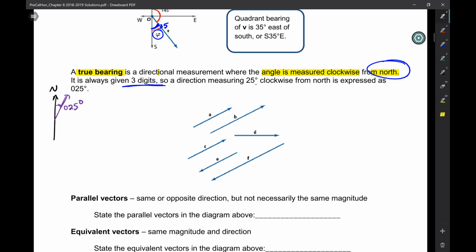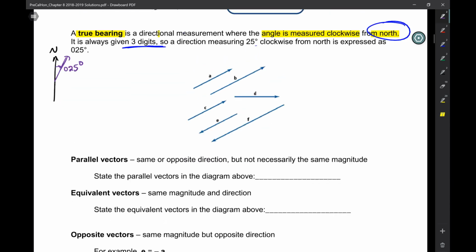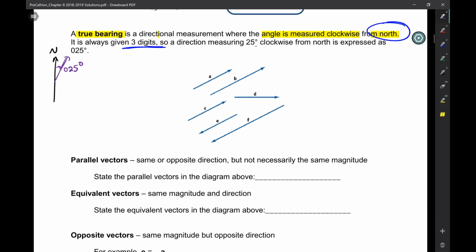Okay, you could go up to 360. So that much about bearing. Now let's talk some more about vectors. Here are some vectors. I basically took a couple of vectors and just threw them up in the air, and that's how they landed. You've got vectors A through F.